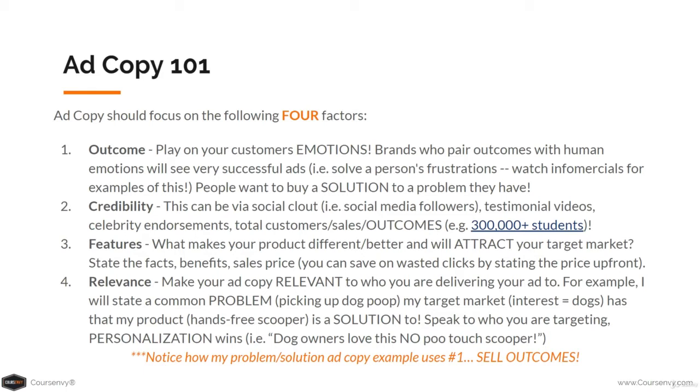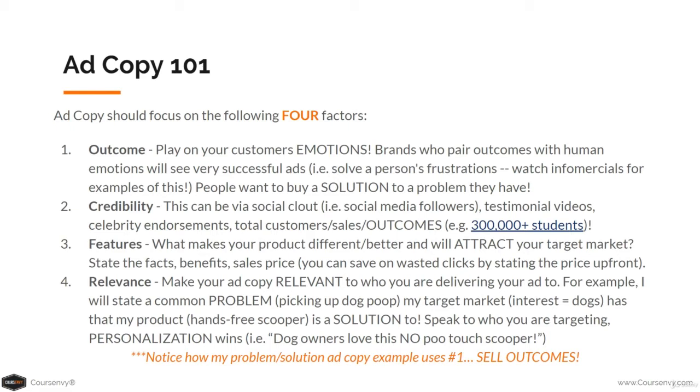Number 3, features. So what makes your product different and better and will attract your target market? State the facts, the benefits, your actual sales price. You can save on wasted clicks by stating the price up front in your ad copy. Say, "Hey, this product is $19 today only." Maybe you'll never get someone to click if they're not willing to spend $19, right? It's worth a split test. One ad with the price, one ad without.